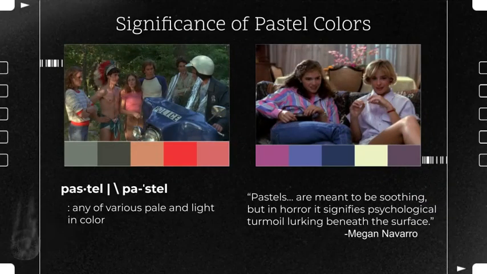During the golden age of slasher flicks, which lasted from 1978 to 1984, the use of pastel colors became fairly common. While color theory suggests that pastel colors represent innocence and love, they more likely represent the emotional or psychological turmoil within the characters of these films.